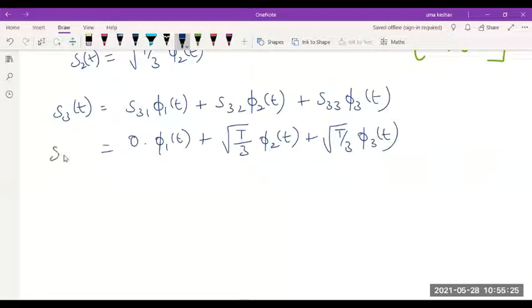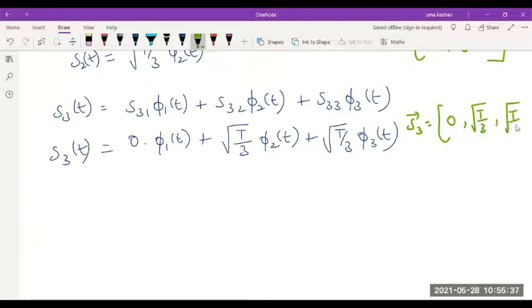This is our equation for S3 of t, and the vector S3 will have the coordinates 0, root t by 3 and root t by 3. So it has projections in the phi 2 and phi 3 axis, but nothing in phi 1 axis. Now we have the fourth signal, S4. We have four signals here. S4 of t, I think, was the combination of S1 and S3.